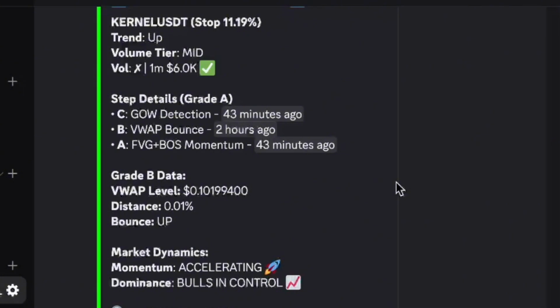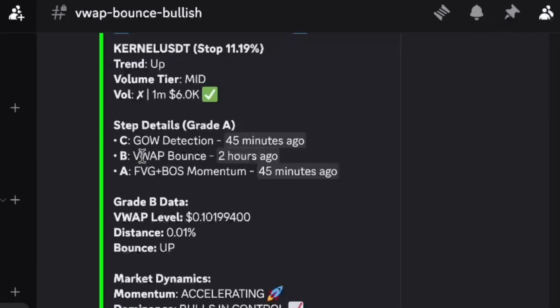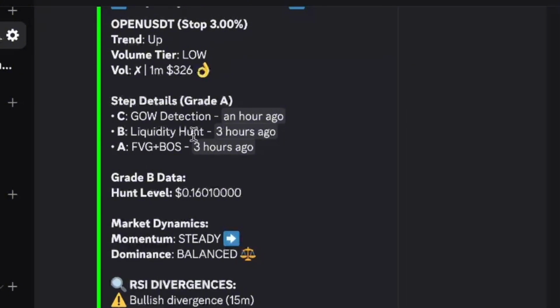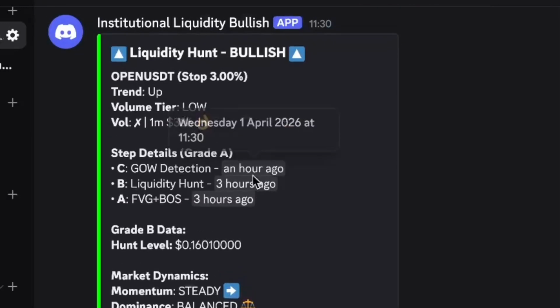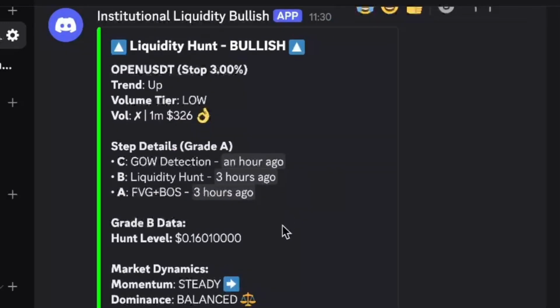Every strategy has this as the grade C. Grade B is the foundation of each strategy. So in this case, VWAP bounce. In this case, liquidity hunt or liquidity sweep. The timestamps next to each tells you when this actually happened. So because this alert came in over an hour ago for me, the timestamp here is saying 11:30. I am on UTC plus 7. So these Discord timestamps will actually age over time to tell you how long ago this particular step happened.